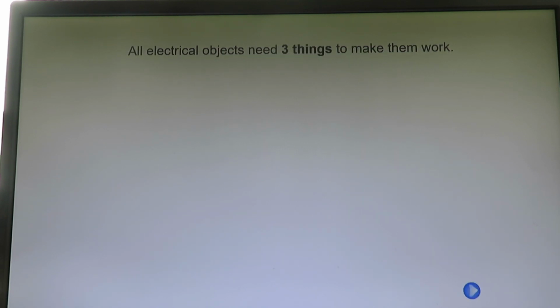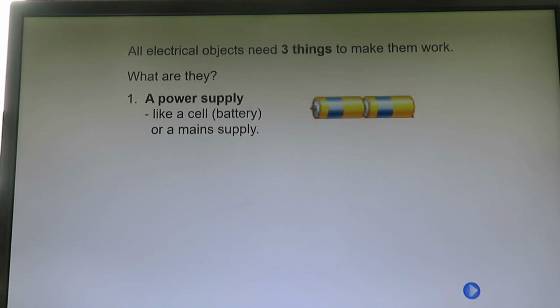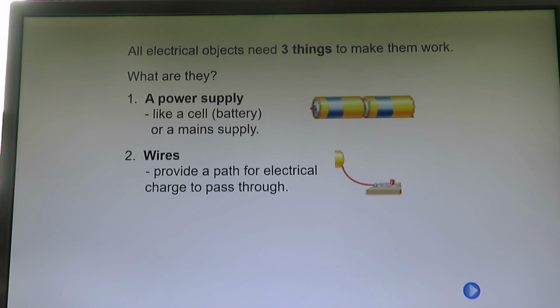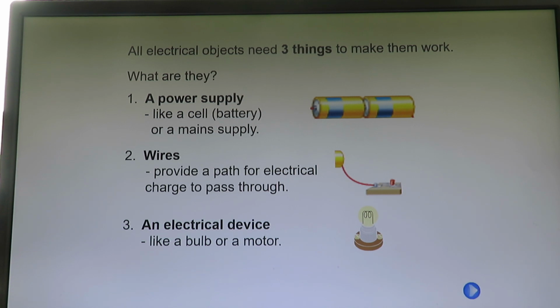Now, to make a circuit work, you need three things. So first of all, you need to have a power supply. So you need something to push the electricity around. So it could be a battery, it could be a power pack, or it could be your mains electricity that you plug things into in the wall. You also need wires for the electricity to travel through, and you would need a component, a device. So it might be a bulb that will transfer energy into light and heat. It might be the radio, which transfers it into sound. It could be a motor, which transfers that energy into movement.